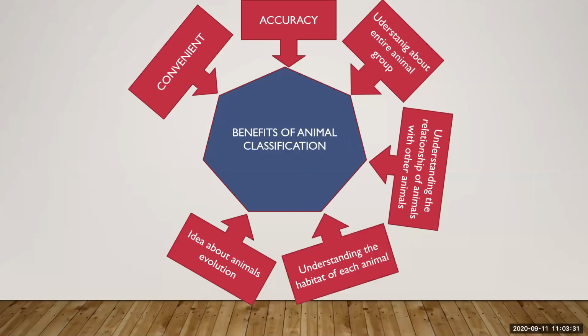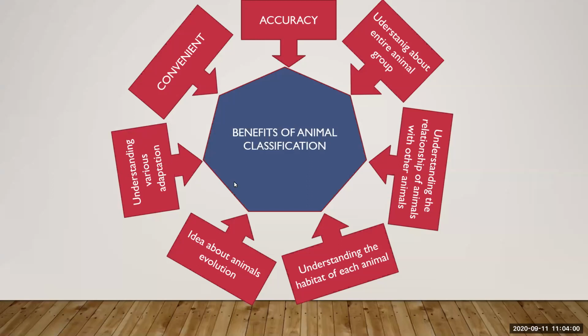classification of animals. Understanding the habitat of each animal. Habitat means where the animal is living, whether it is living on land, whether it is aquatic, terrestrial, or in a polar region. The habitat of that particular animal can be understood easily. And we can see their various adaptations, how they are adjusting to the environment. We can come to know about their studies. So these are the benefits of animal classification.